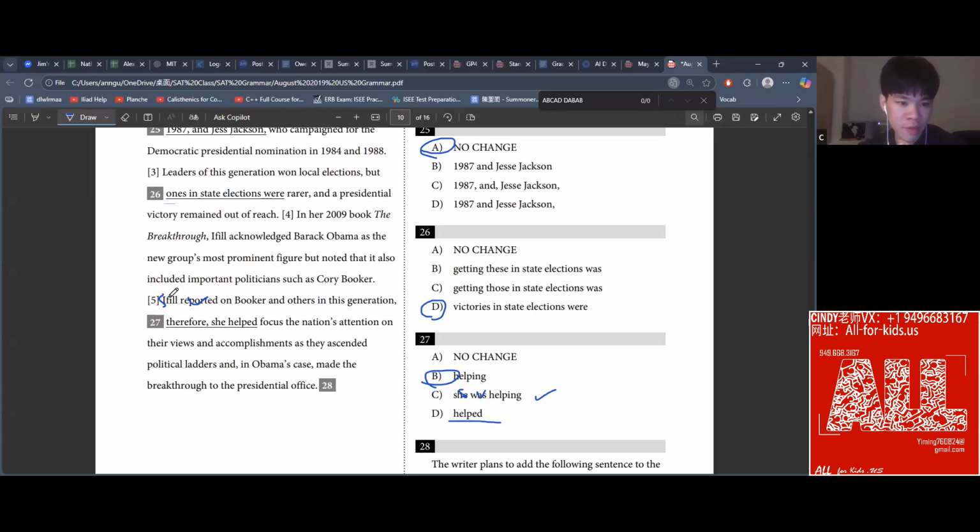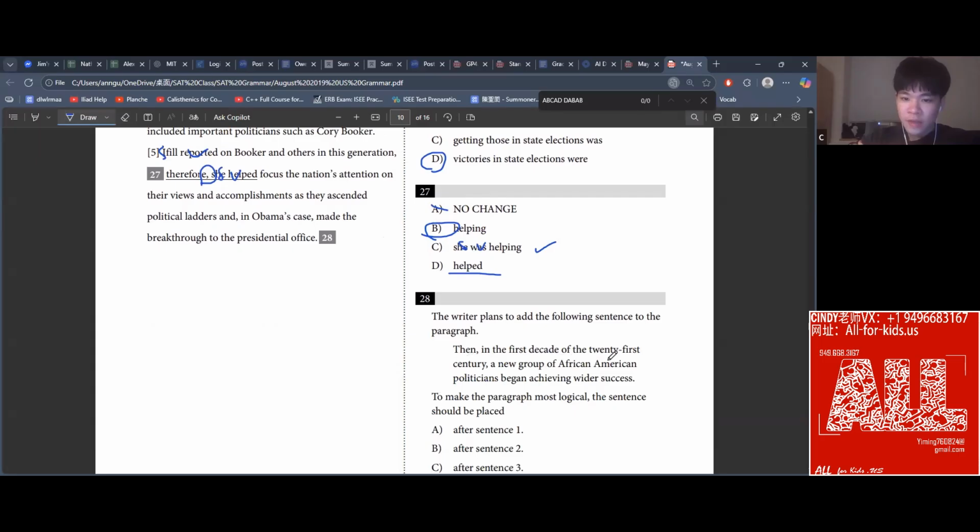So if Phil reported on Booker and others in this generation and helped focus the nation's attention, not just helped, right? In this case, you want a modifier starter, which is "helping." And then for A, "she helped," so that's a run-on sentence again. So the answer is B.